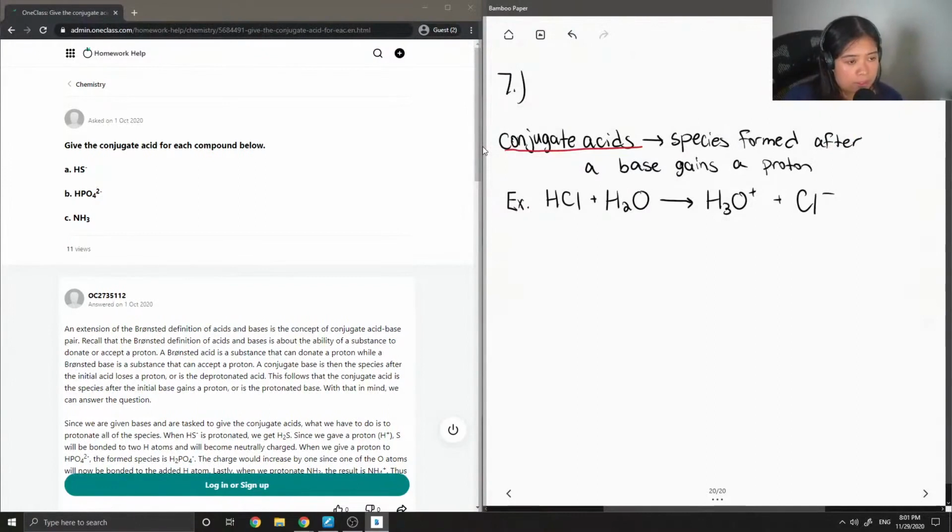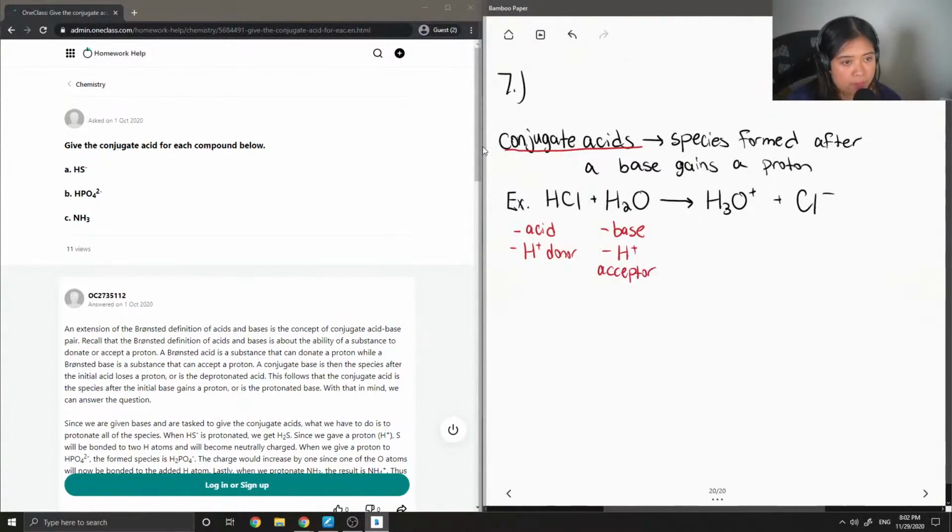So in this example, HCl is an acid. And we know this because it is the proton donor. So it gave one of its protons to the water. So water in this case is our base. And again, it is just our proton acceptor.